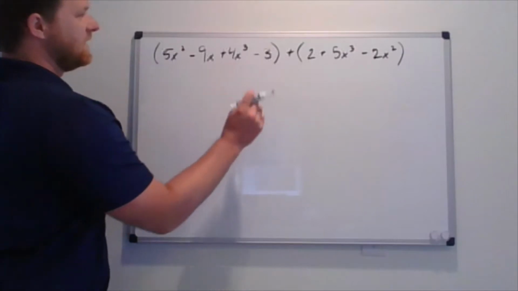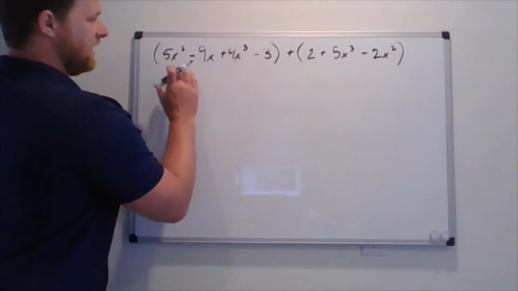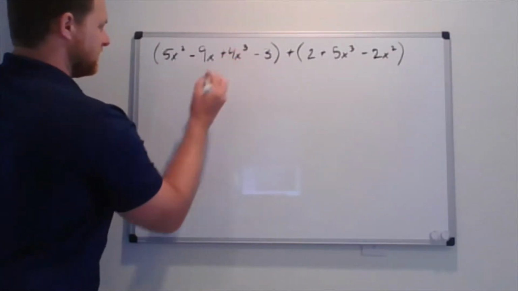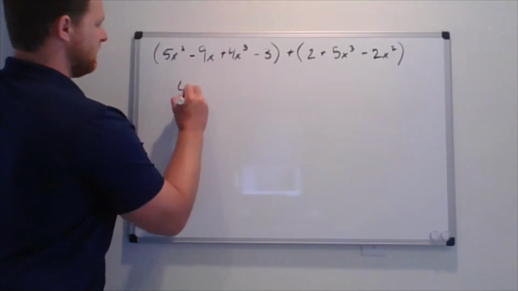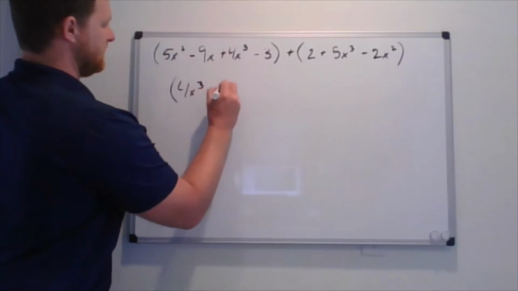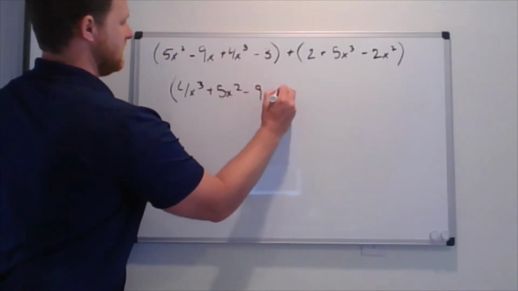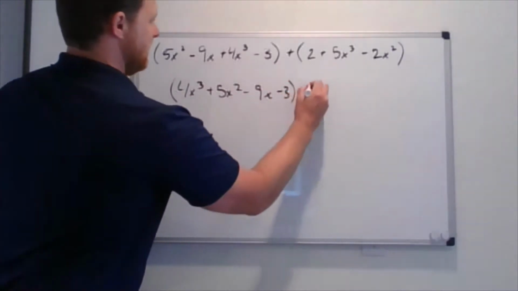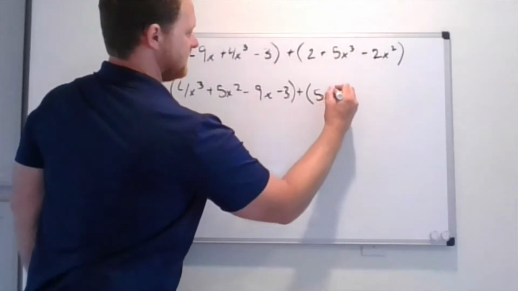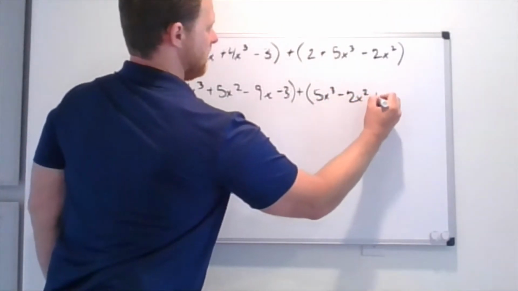In order to do that, we take the term with the largest degree, put it in front, and then in descending order all the terms that come after. So we'll start by rewriting this. 4x to the third plus 5x squared minus 9x minus 3. And then same over here. We start with 5x to the third, negative 2x squared, plus 2.